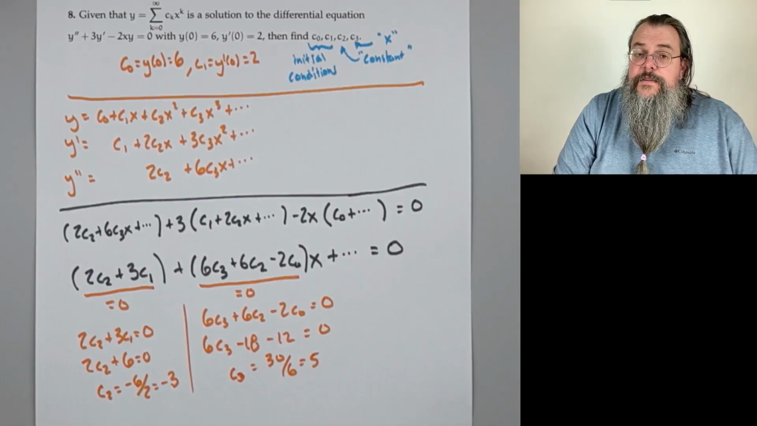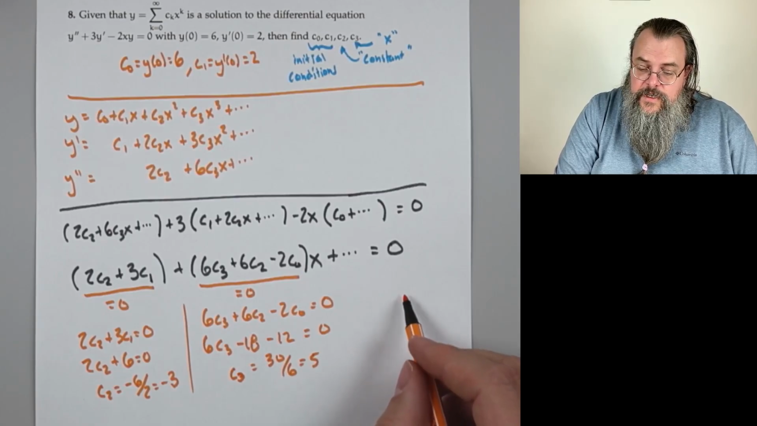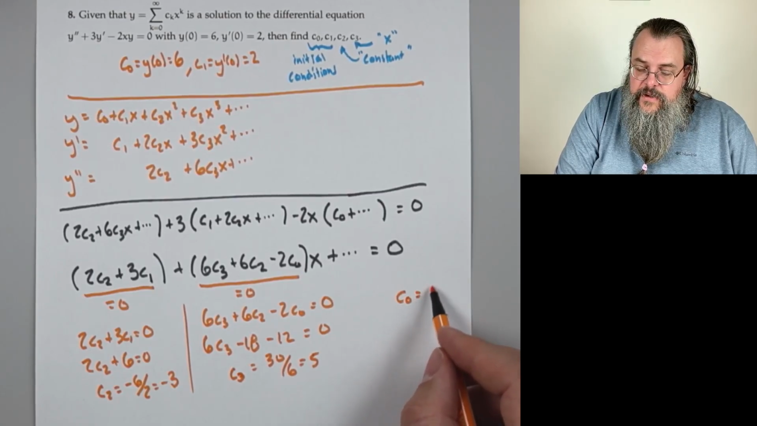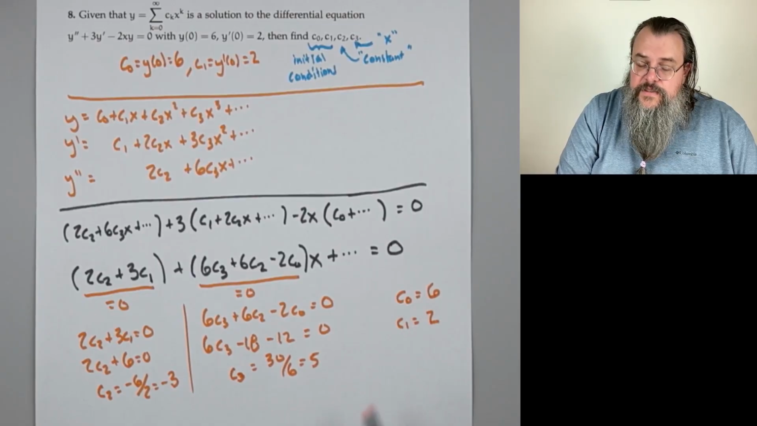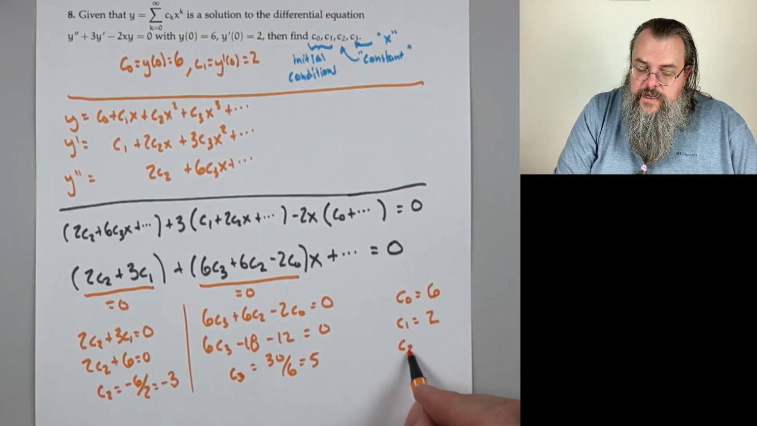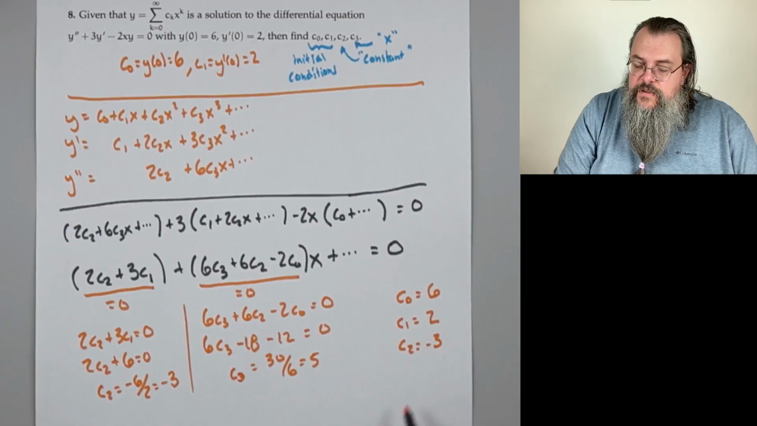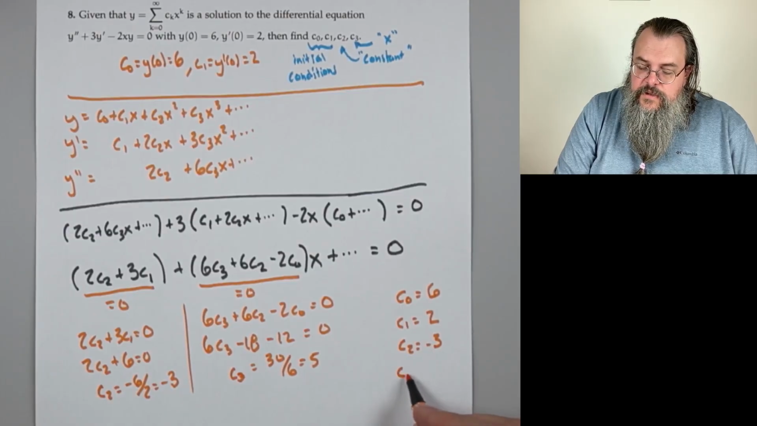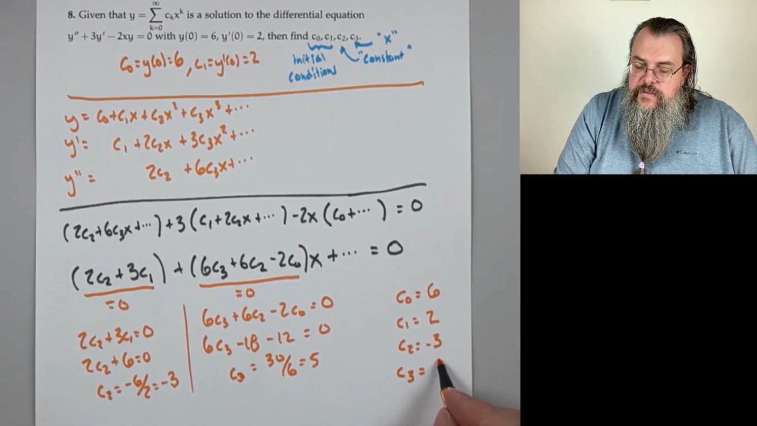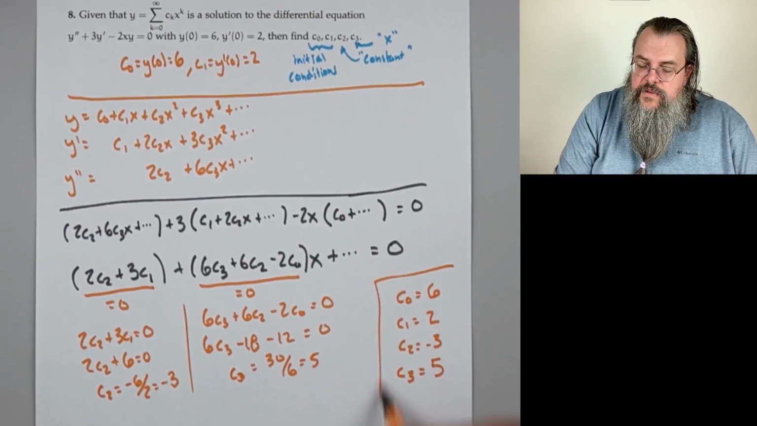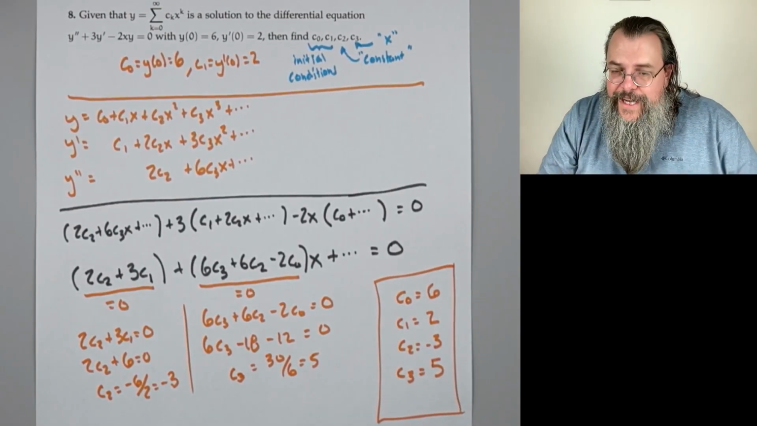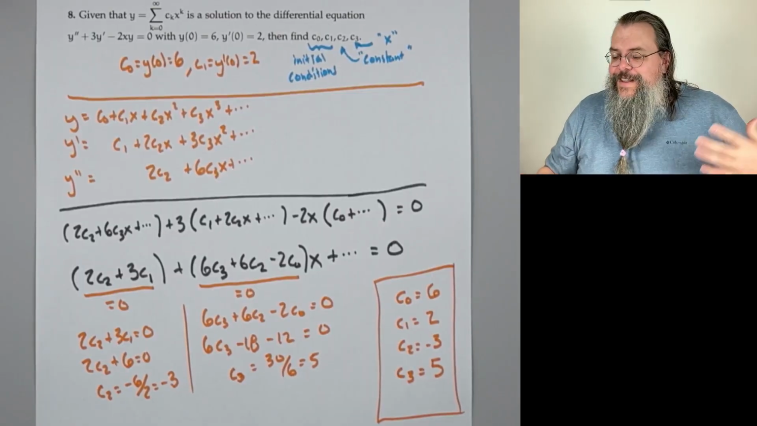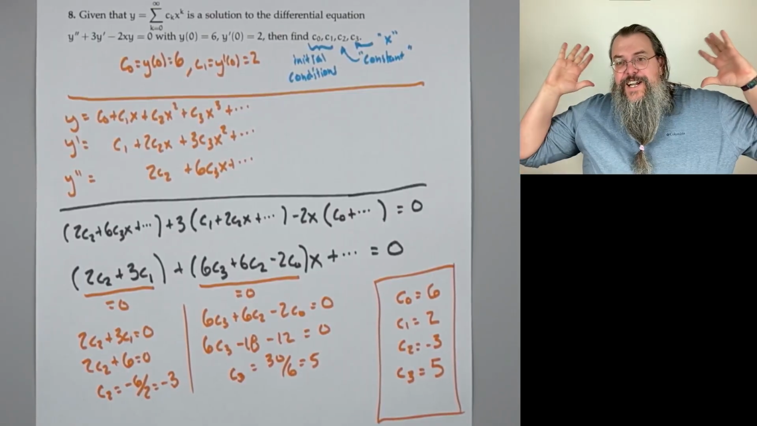which is 5. And so, putting it together, we get our C0 is 6, C1 is 2 from initial conditions. Then grabbing the constants and comparing, C2 is negative 3. And grabbing the coefficients of x and comparing, C3 is 5. 6, 2, negative 3, 5. Our coefficients that we were after, we found them. Life is good because we're done.